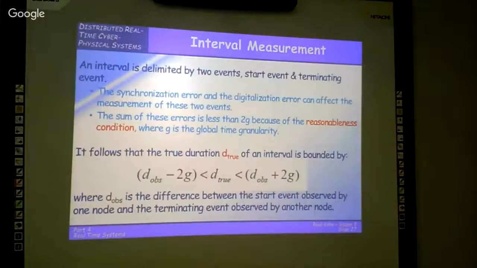So, what we can infer from this is that the true duration of the interval, the one that Z would tell us, is bounded between our observed duration, the difference taken by our clocks, minus 2G, and the difference taken by our clocks, plus 2G.